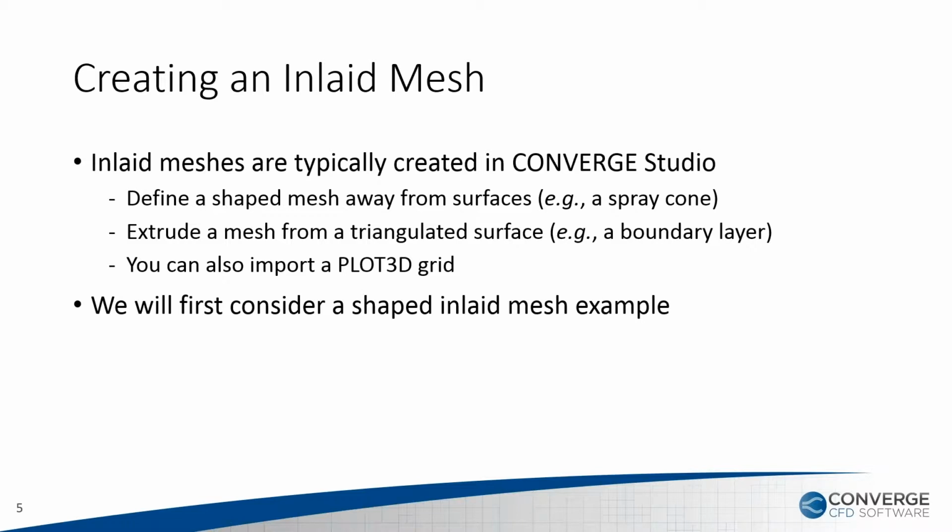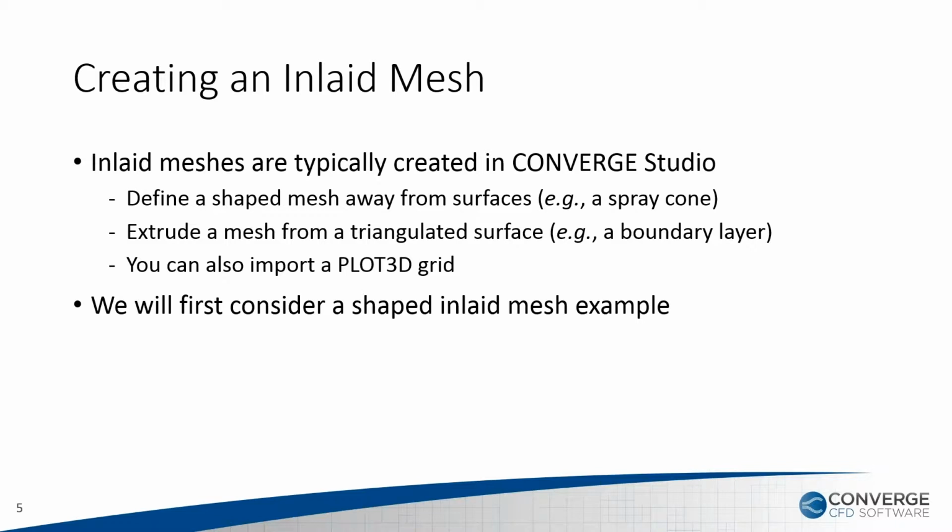Alternatively, you could also extrude an inlaid mesh from a triangulated surface. So if you have a wall boundary, you could extrude that wall to create an inlaid mesh near the wall so that you can capture a boundary layer there. Studio also offers the option to import a plot3D file. Once you do that, Studio will create the appropriate surface triangles using the grid points specified in the plot3D file.